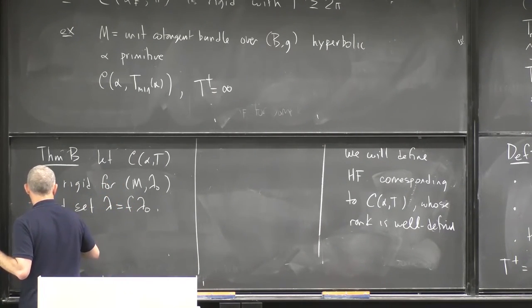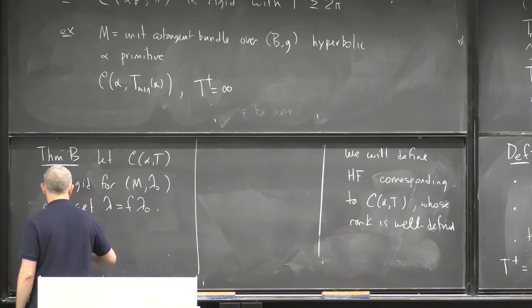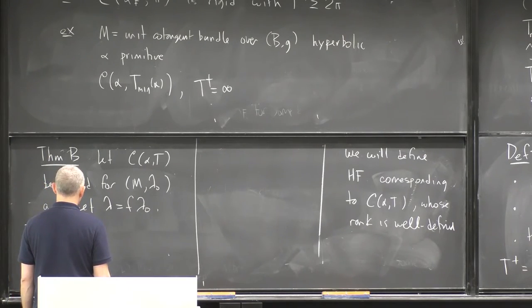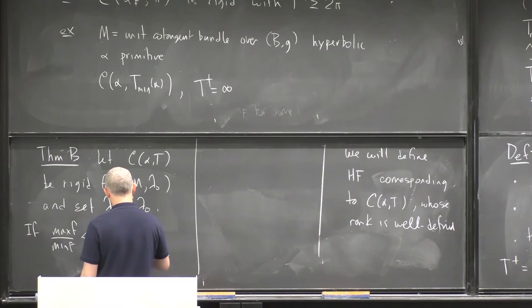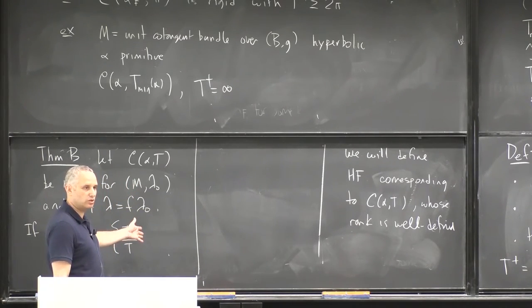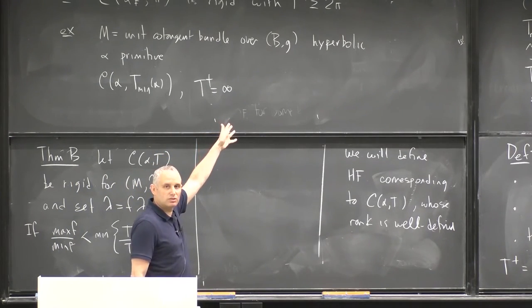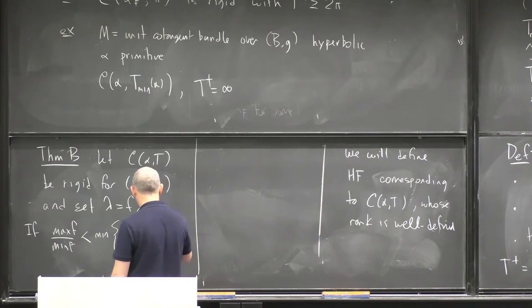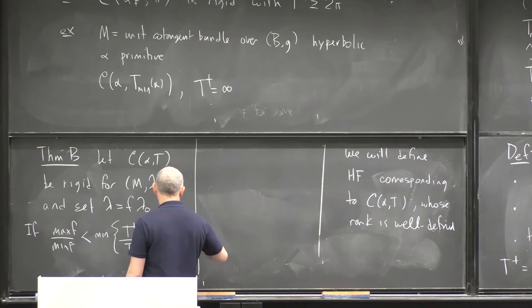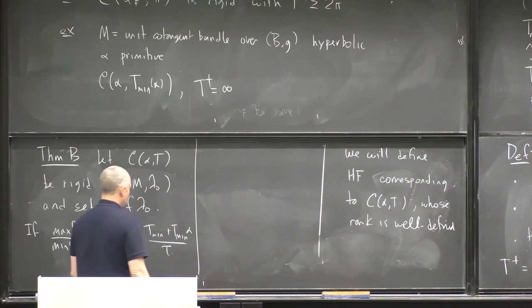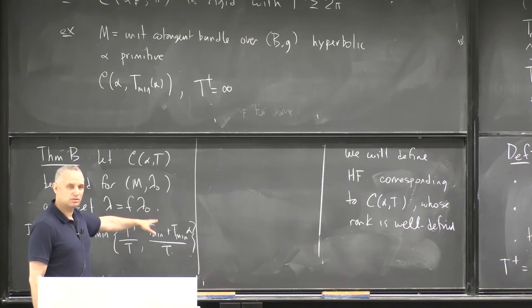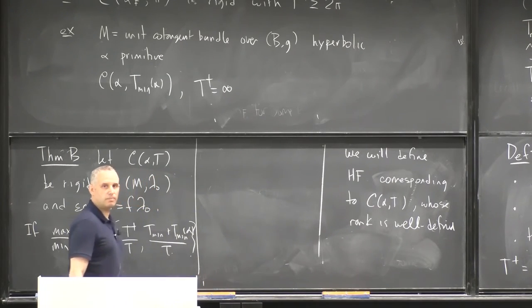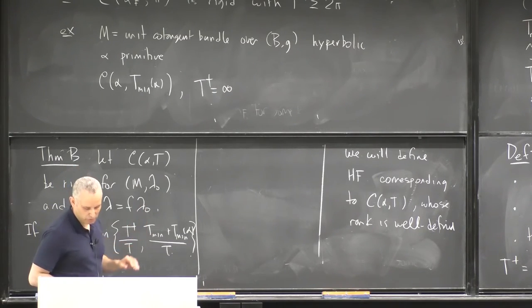As usual, max f over min f is less than, and now what appears here is not 2, it's the minimum of 2 numbers. The first is T plus over T, that's greater than 1, and can be infinite. And the other one is T min plus T min alpha over T, and that's greater than 1 by assumption. Okay, T is less than this sum. Good. I'll tell you why we need that term in a second.